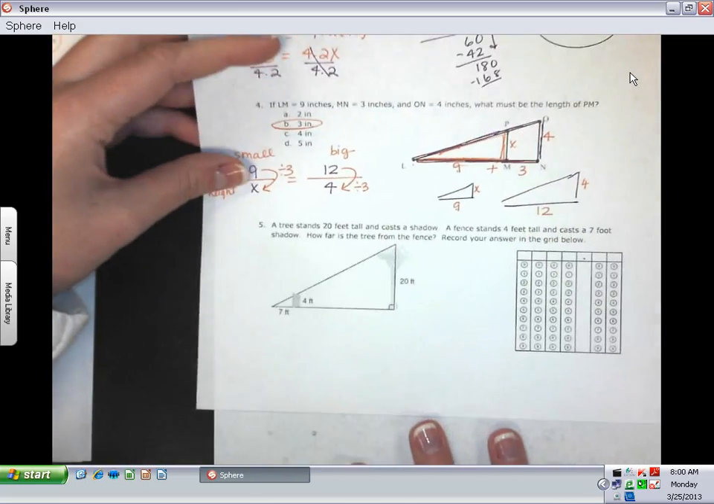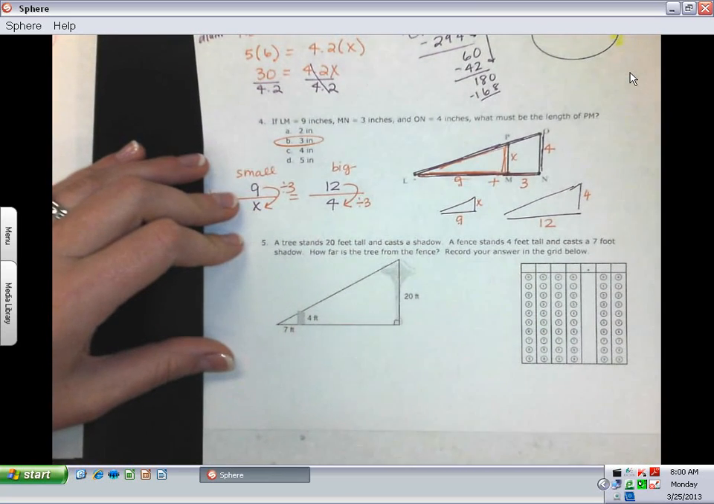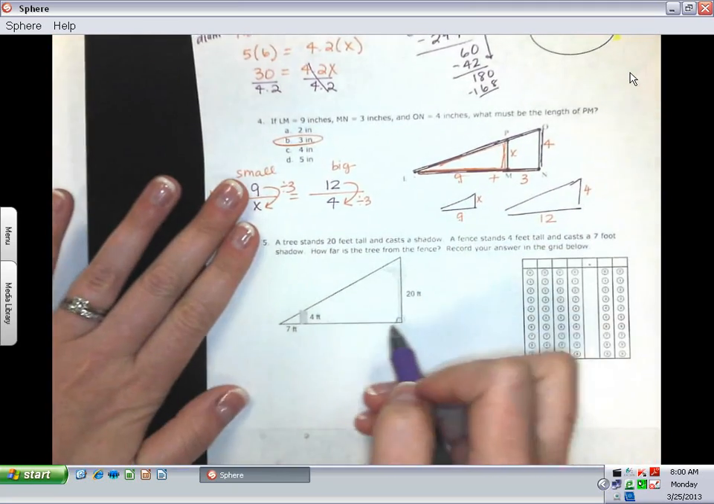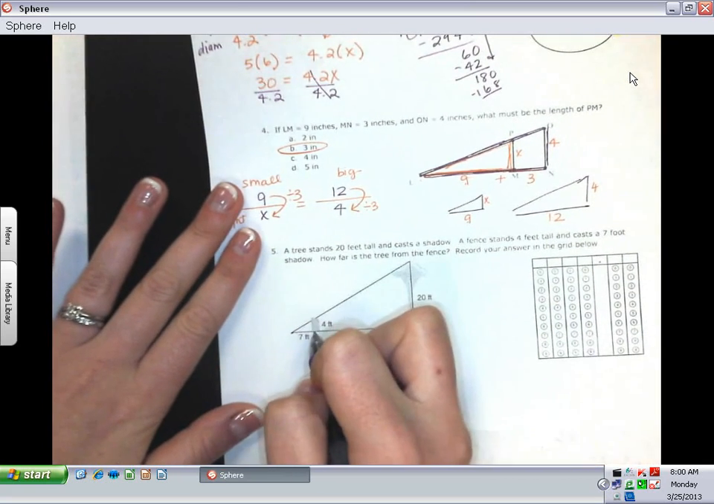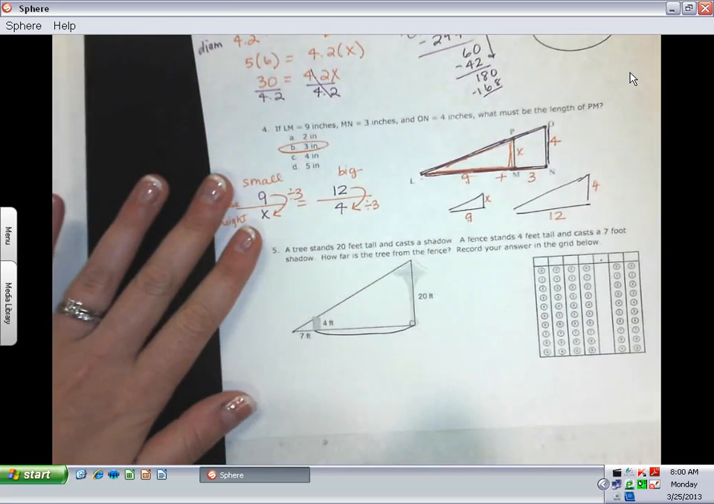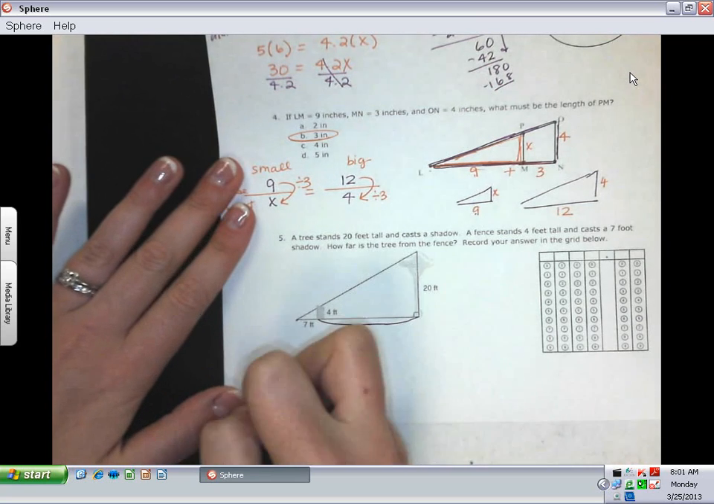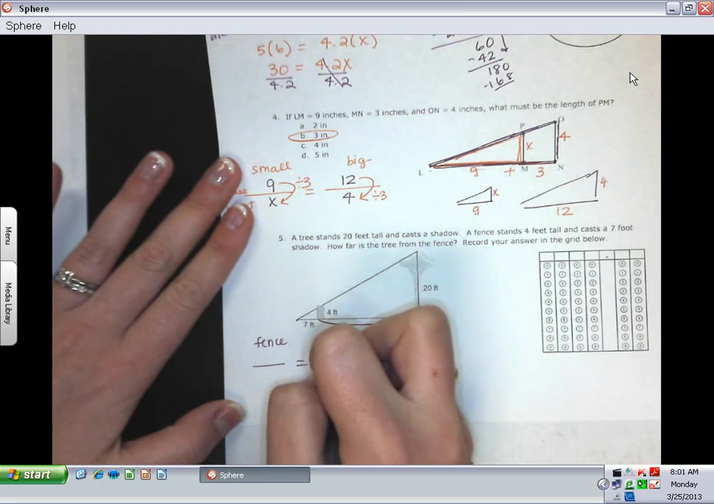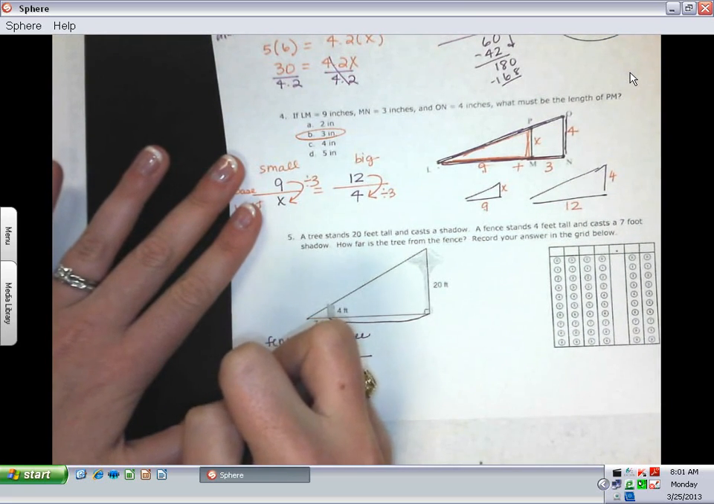Alright, last problem. A tree stands 20 feet tall and casts a shadow. A fence stands 4 feet tall and casts a 7-foot shadow. How far is the tree from the fence? So here's our tree, and here's its shadow all the way up to here. Here's our fence in the shadow. We want to know here. How far is it from here to here? In order to do that, I've got to find the whole shadow of the tree. So I'm comparing the fence to the tree, and I'm comparing height and shadow.